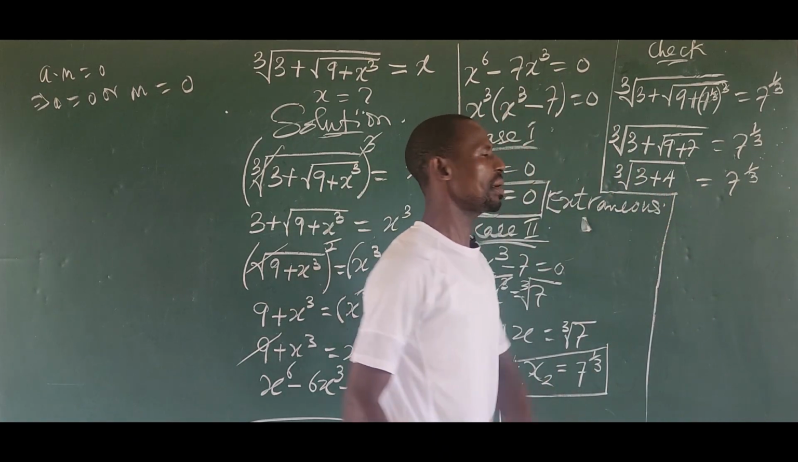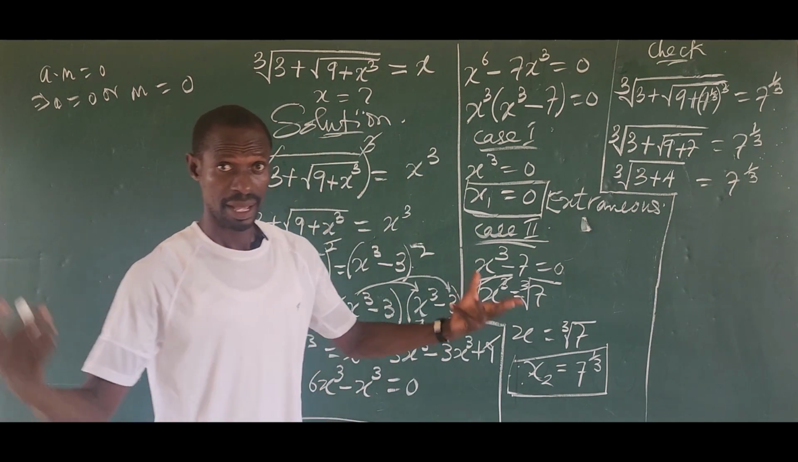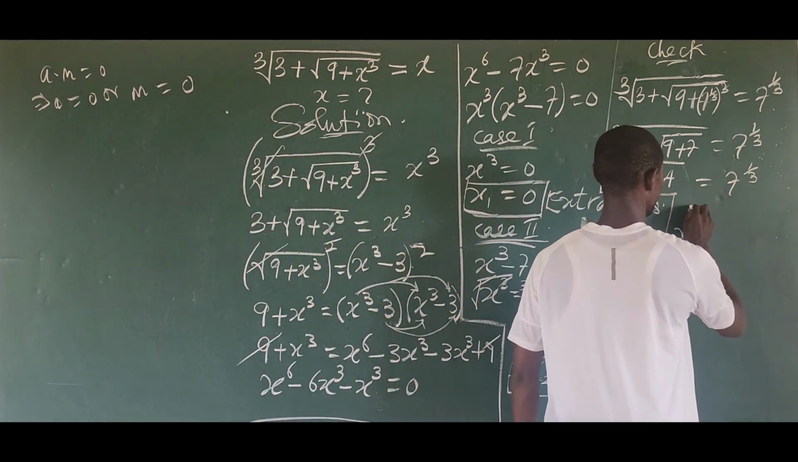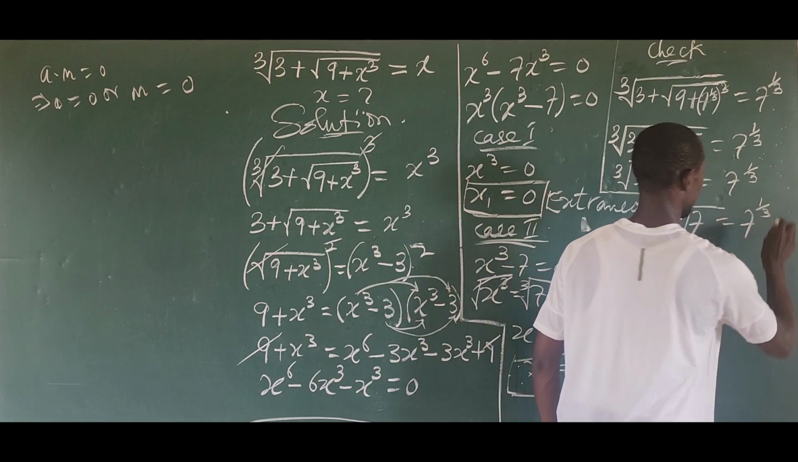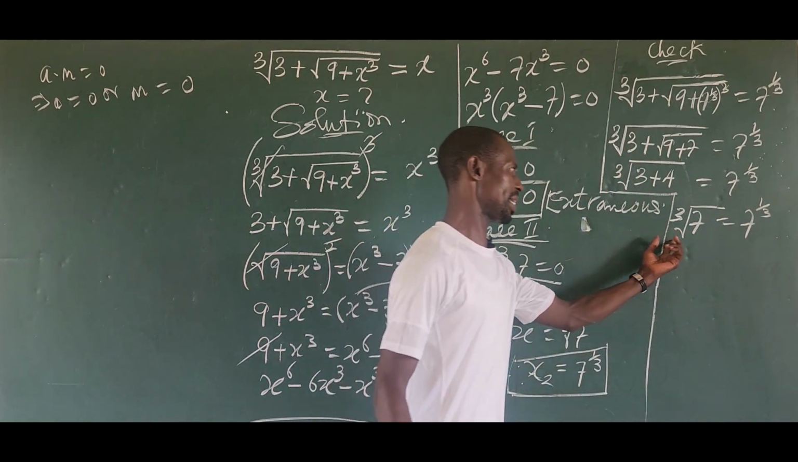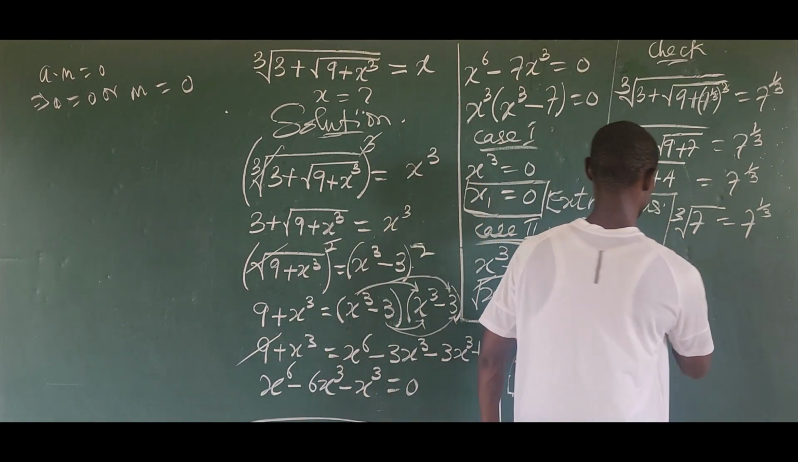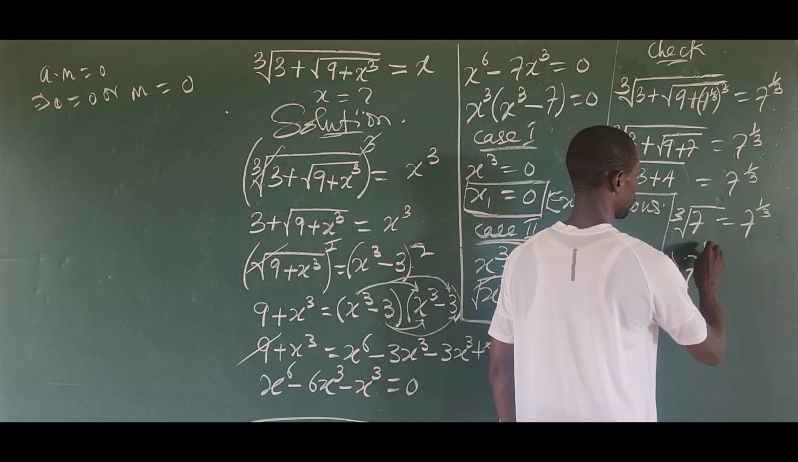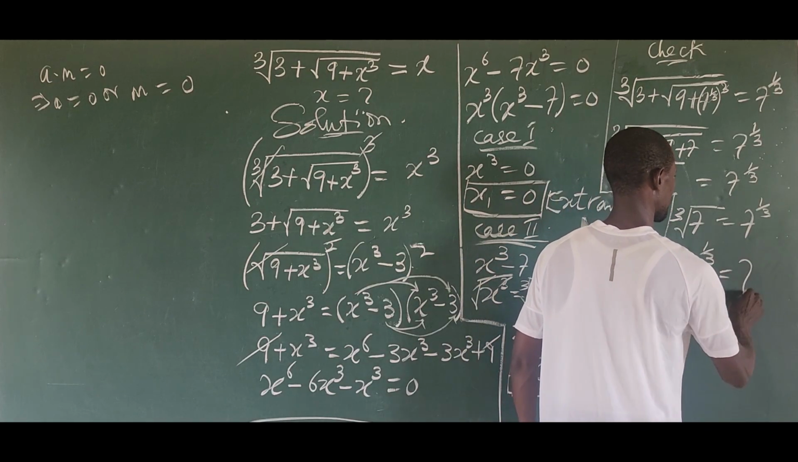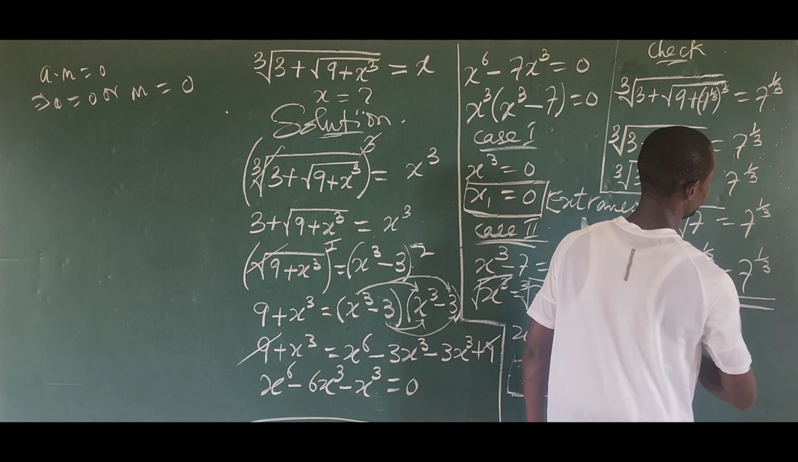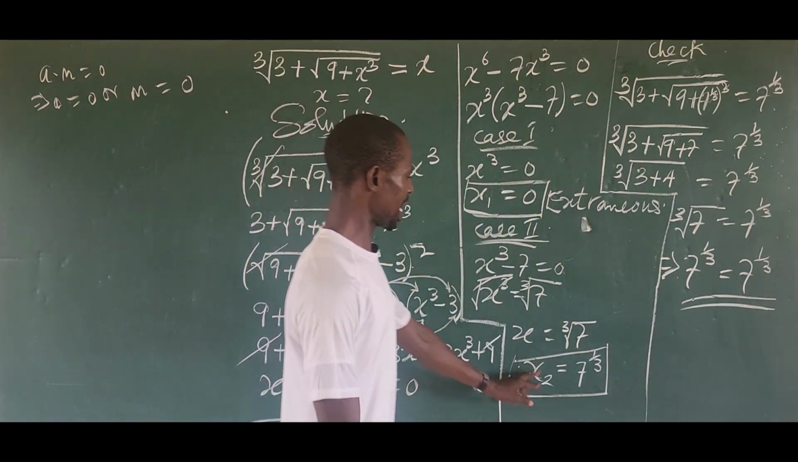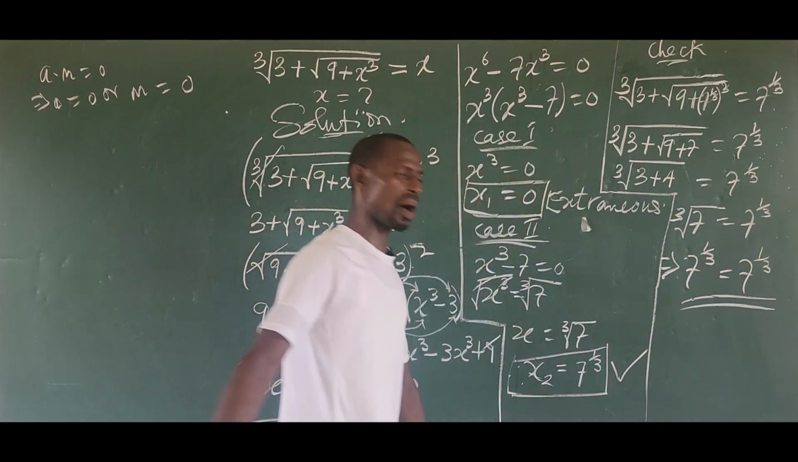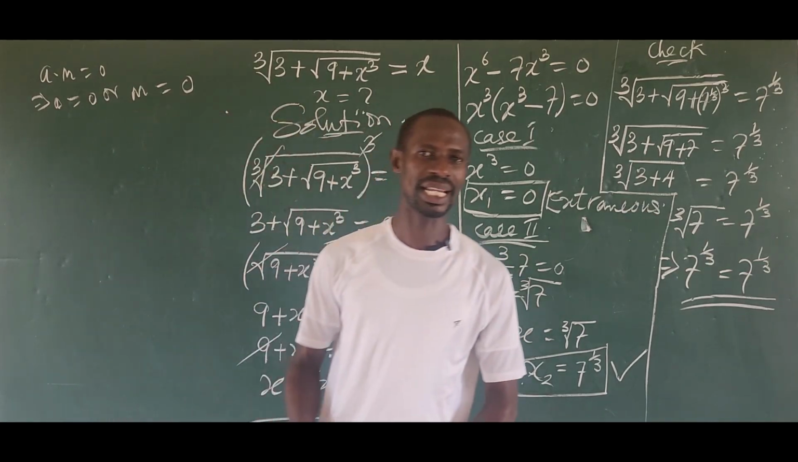Good. So 3 plus 4 will give us what? 7. So we have here the cube root of 7 equal to 7 to the power of 1 over 3. Now, the cube root of 7 can be expressed in this format. So this implies that 7 to the power of 1 over 3 is equal to 7 to the power of 1 over 3. Simple as ABC. So this shows that the second root, which is x2, 7 to the power of 1 over 3, satisfies the original equation.